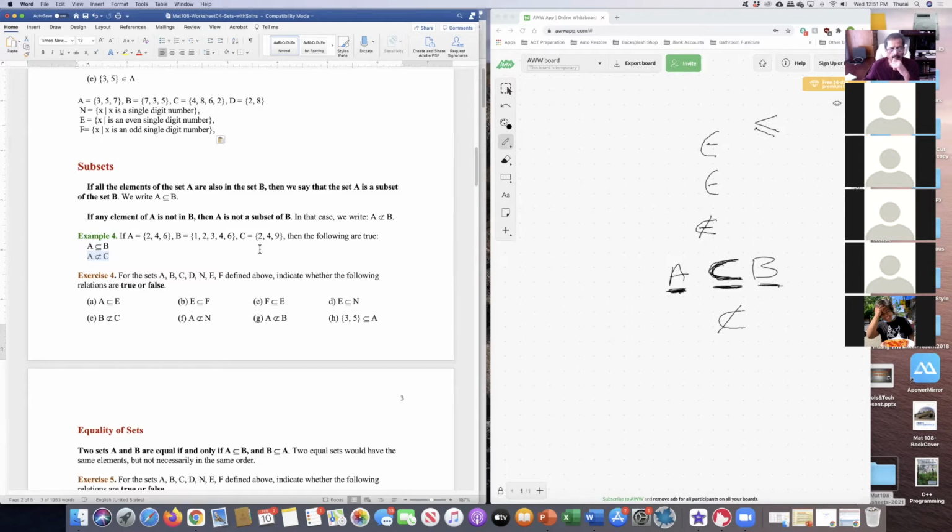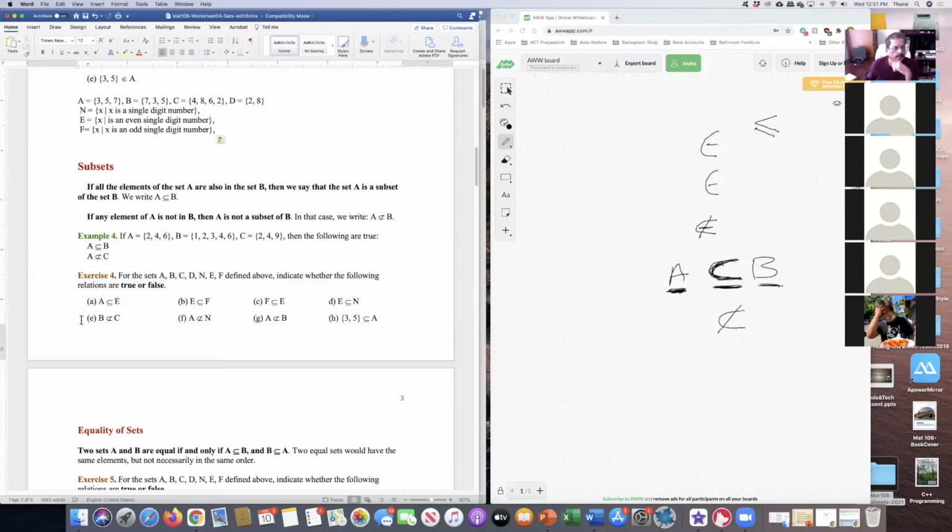So it would need to have all those three numbers to be the same? Yes, all these numbers must be there in C, only then it's a subset. The 6 is missing, so it's not a subset. So therefore, A is not a subset of C is true.